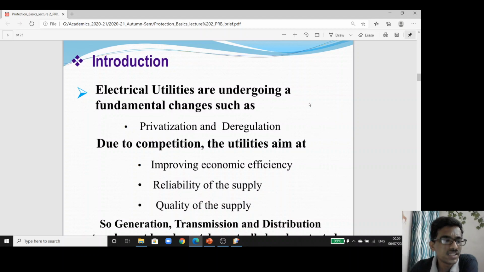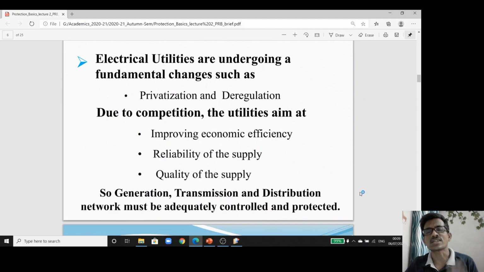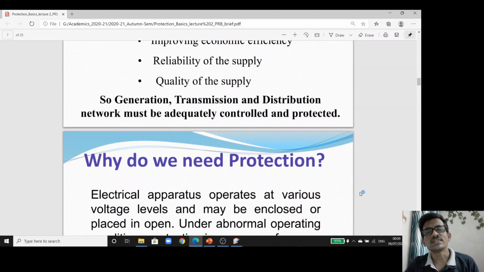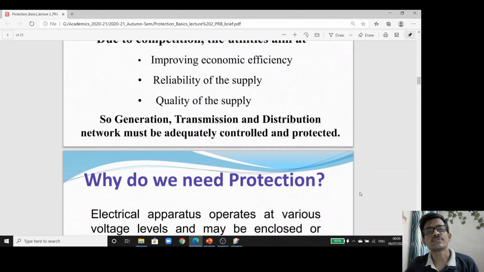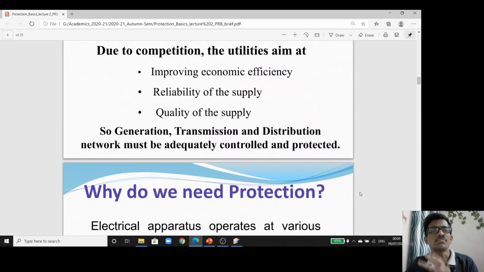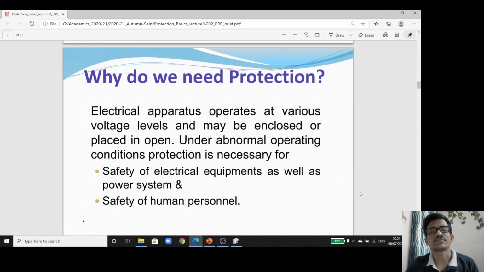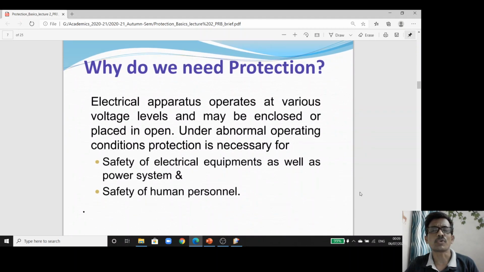So this is the thing, and to achieve this, companies are always struggling. And this is the history of why we need to provide protection. Another reason why we need to provide it is that our power system is spread throughout the world. It is spread over thousands of kilometers of transmission line. We generate the power at one place.